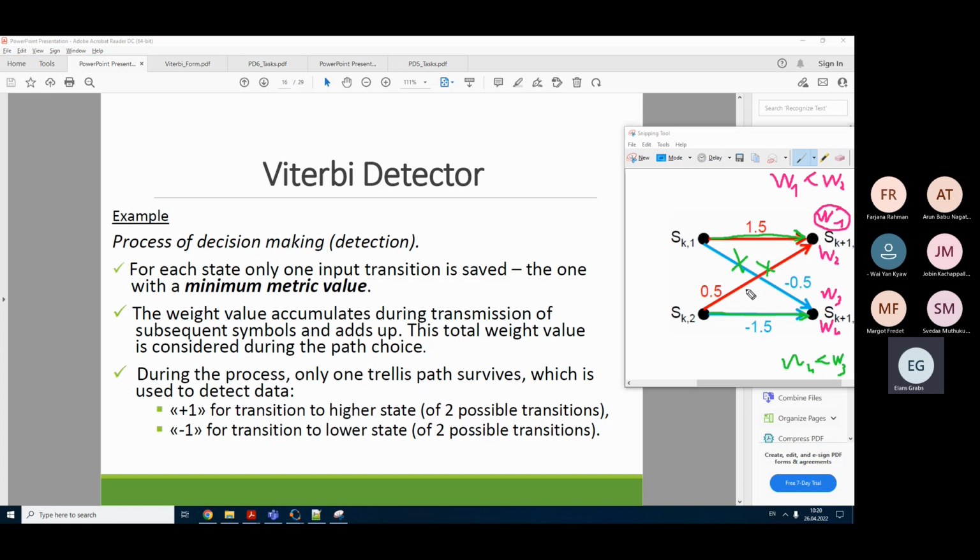And after that, in our practical part, we are going to make similar steps for a more complex example, consisting of 3 impulse response values and more states.